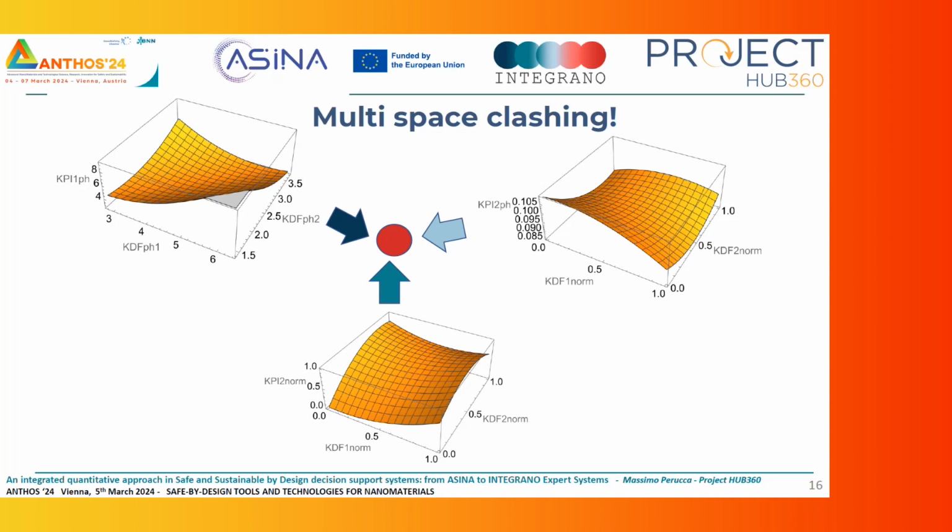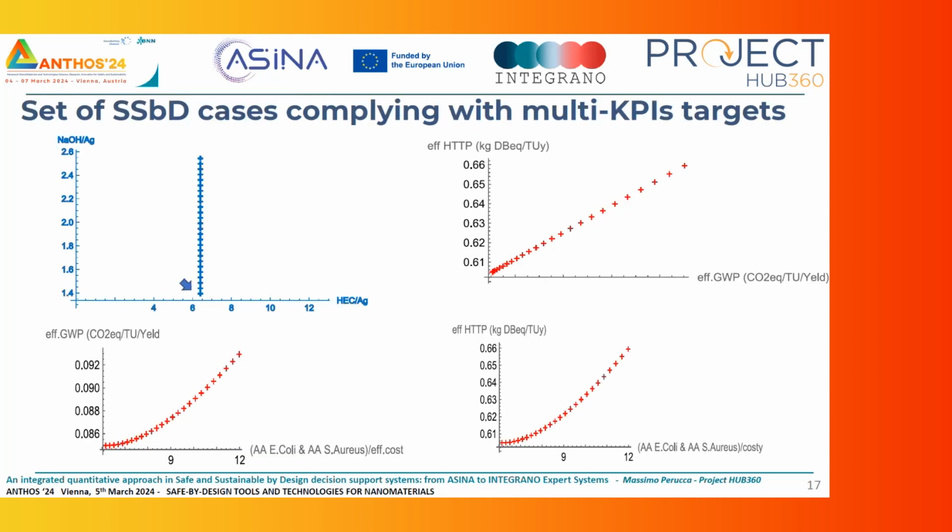We are not averaging out, so we are not really smearing or reducing the information content. And we get this decision space. You remember EC versus Silver, NOH versus AG. So those are the set of best multi safe and sustainable by design options. Those are options. These are not decisions, these are options.